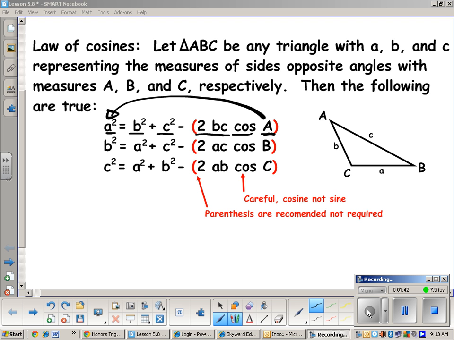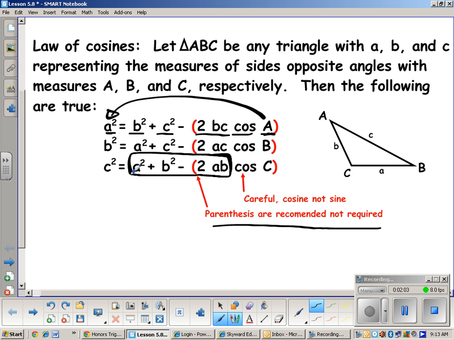A couple notes down here. First of all, parentheses are recommended, not required. The reason I put that in there is because people have a tendency to do this, and then multiply the answer by cosine of C. And that's not the order of operations.